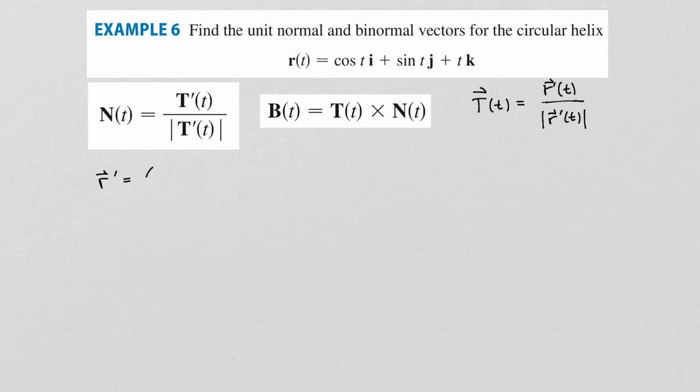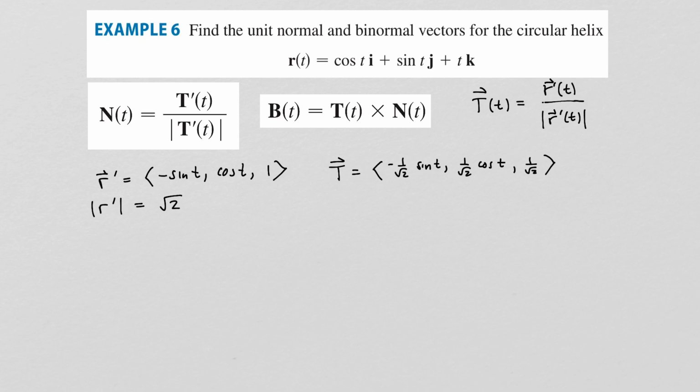R prime is going to be the vector negative sine of t, cosine of t, and 1. And so the absolute value of r prime, remember we've already done this a couple of times now, ends up being the square root of 2. And so the unit tangent vector is equal to the vector negative 1 over radical 2 sine of t, 1 over radical 2 cosine of t, and 1 over radical 2. So I'm just taking this vector and dividing each component by radical 2.